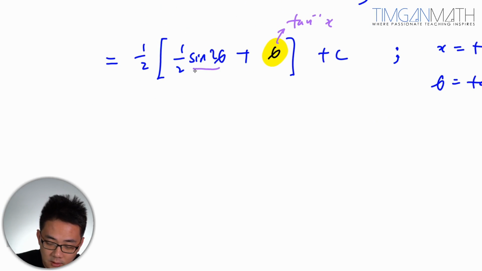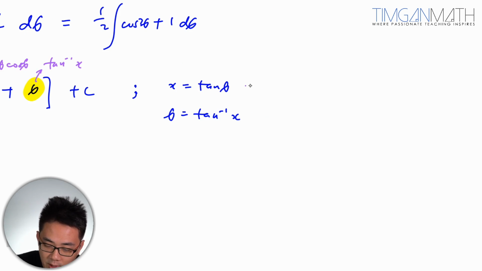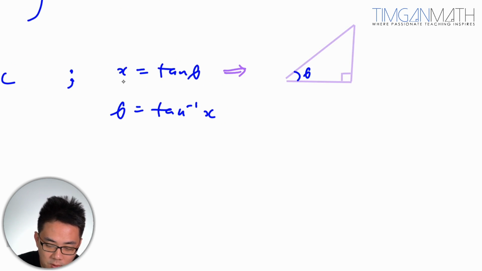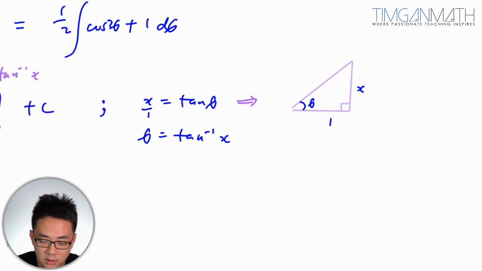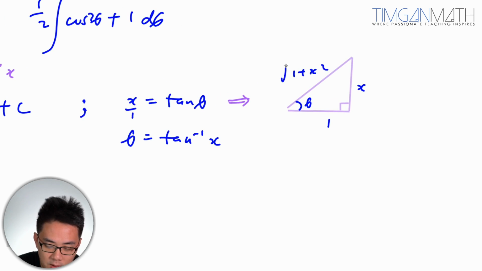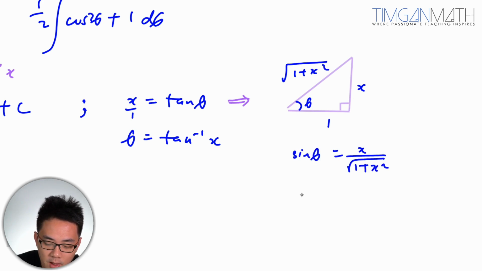Sine 2 theta, we need to change using the double angle formula. This will be 2 sine theta cosine theta. So when we draw the right angle triangle out, the only way to change it back to x, to relate theta and x, is to use your right angle triangle. This hypotenuse is, by Pythagoras theorem, the square root of 1 plus x squared, if you have x over 1, because tangent theta is opposite over adjacent. What we have is sine theta is actually just x over the square root of 1 plus x squared, and cosine theta is just 1 over the square root of 1 plus x squared.